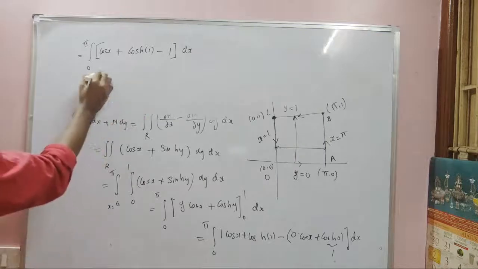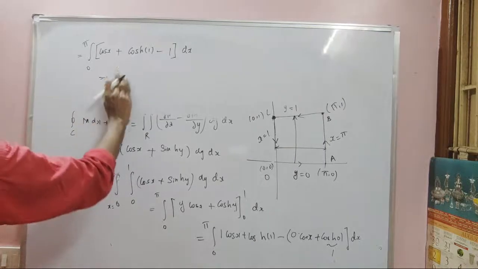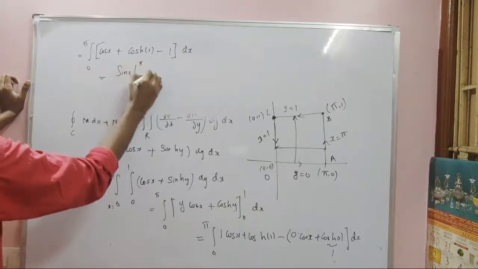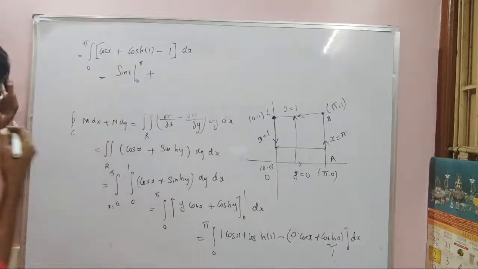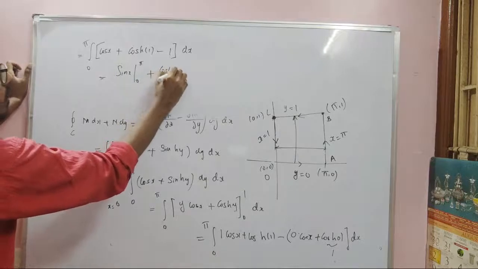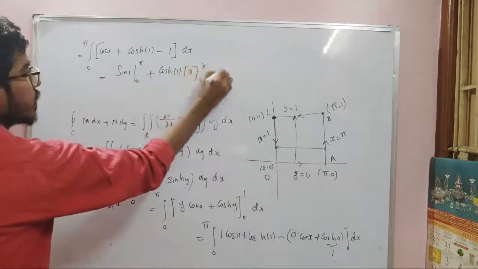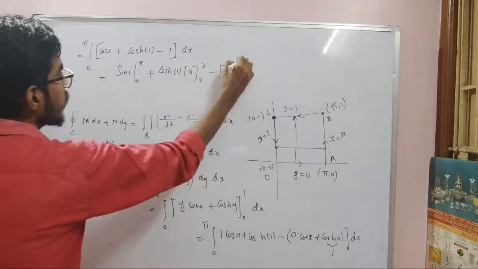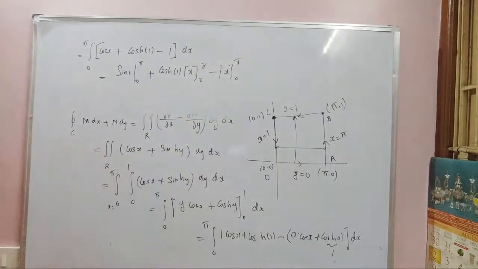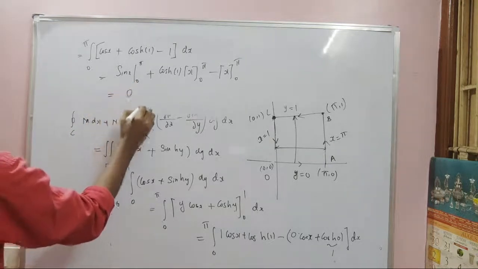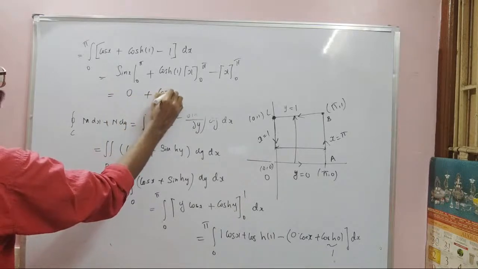Now we integrate with respect to x. So the integral of cos x is sin x, so sin x with limits from 0 to pi, plus cosh 1 is constant, so the integral of dx is x from 0 to pi, and again this is x from 0 to pi. Now we find upper limit minus lower limit. So you will have sin pi minus sin 0. This entire term will be 0, and here you have cosh.